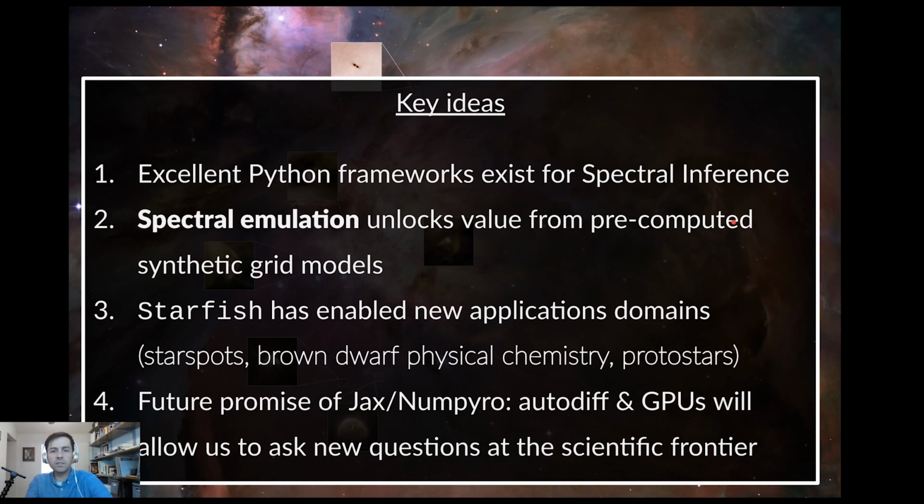Okay, so I'll just stop here with the key ideas. There are excellent Python frameworks out there for spectral inference, including Starfish. Spectral emulation is a great key idea that makes this possible with self-consistent physical models. And I'm really excited about the future promise of JAX, NumPyro, autodiff, and GPUs, which will really allow us to ask new questions and push our creativity of what we can do with science at the frontier.